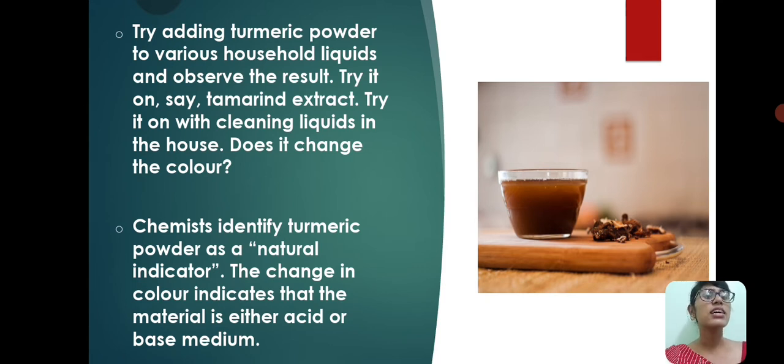Try it on, say, tamarind extract. Try it on cleaning liquids. Likewise, try it on different types of household liquids and observe the results. Does it change the color? What chemists have identified is that turmeric powder is a natural indicator. So the change in the color indicates that the material is either an acid or a base medium.